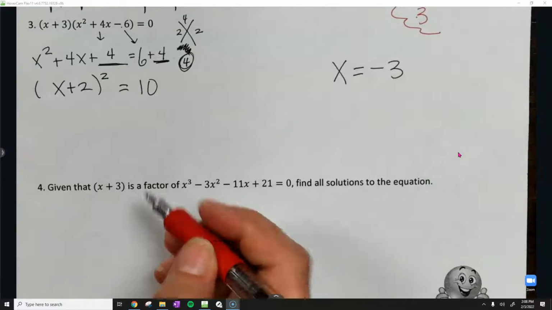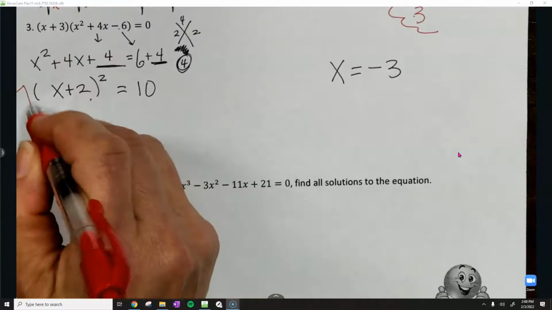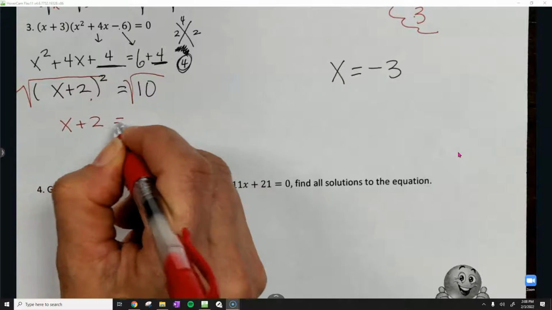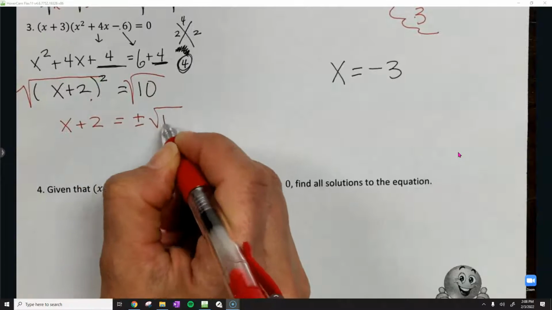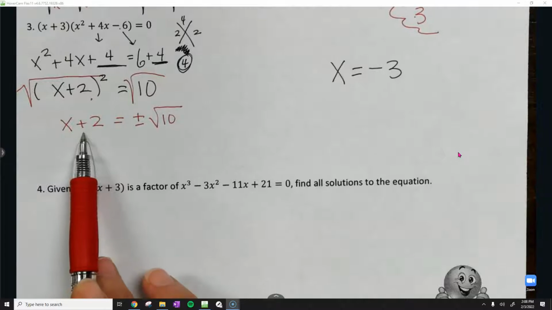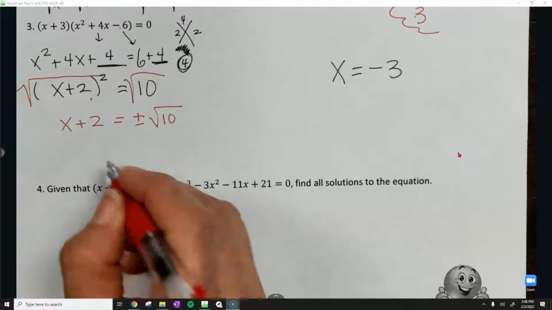All right. Yep. Now you got a single term. Now you can square root. Don't forget to write the plus minus. Guys, you're almost done. All you got to do is move this 2 over. X is going to equal negative 2 plus or minus root 10.